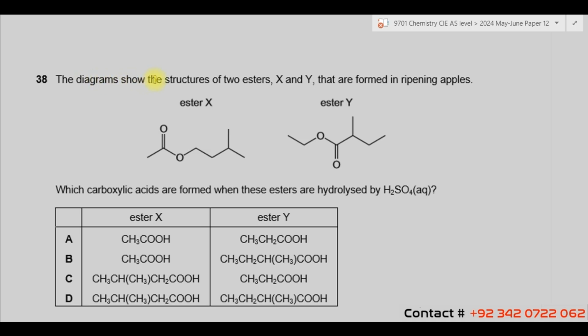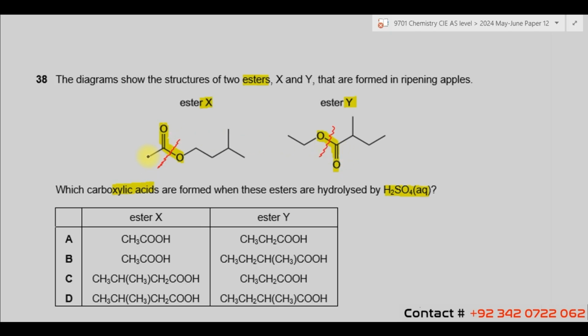Question number 38. The diagram shows the structures of two esters. We have ester X and we have ester Y that are formed in ripening apples. Ester is C double bond O, O. Which carboxylic acids are formed when these esters are hydrolyzed by aqueous sulfuric acid? Now, upon hydrolysis, what happens is that carbon single bond to oxygen breaks. The part which contains C double bond O becomes carboxylic acid. Same thing will happen for this one, and this part will become carboxylic acid.